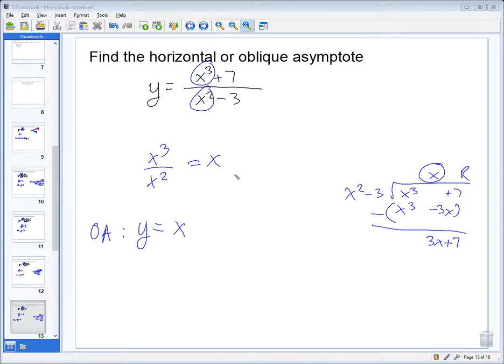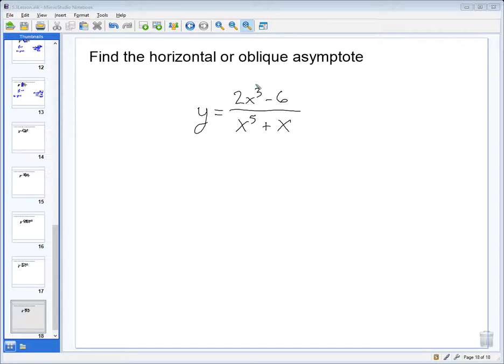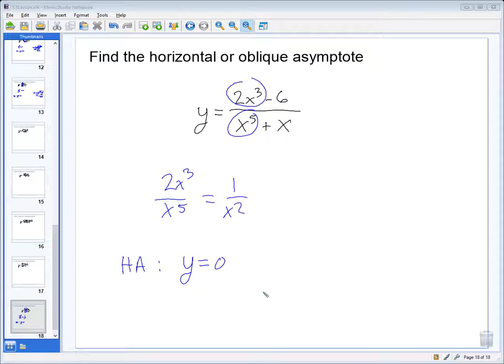So now you've seen the case where the x's cancel out, the case where the x's don't cancel out, and we have an oblique asymptote. Now let's look at a case where the top power, we take 2x cubed, and we divide it by x to the 5th. That leaves us with 1 over x squared. Or in other words, it's a remainder. Because this is a remainder, this x to the 5th goes into 2x cubed 0 times. So our horizontal asymptote is y equals 0.